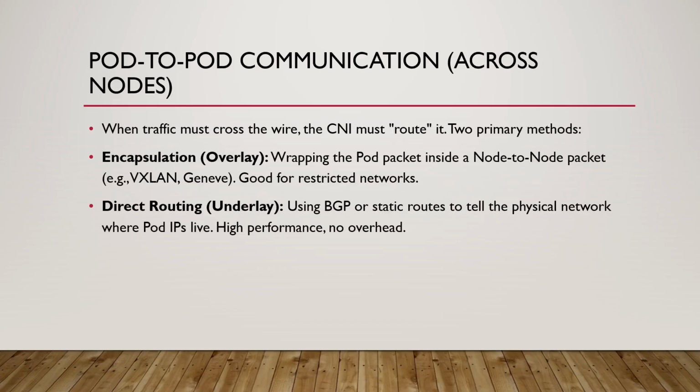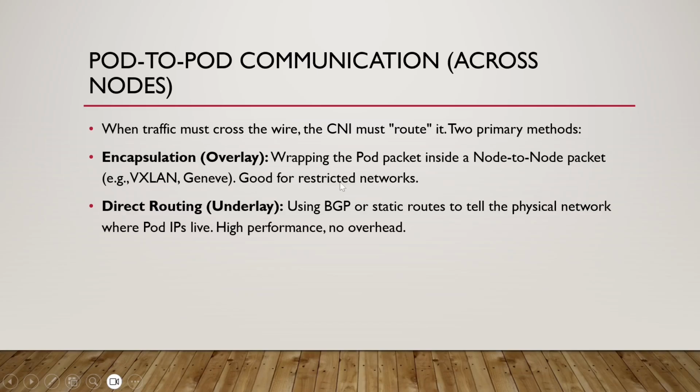So, pod-to-pod communication across nodes. When pod A wants to communicate with pod B that is on a different host, or different node you can say, then traffic must cross the wire. The CNI must route it with two primary methods. The first one is encapsulation, that is the overlay. Okay, wrapping the pod packets inside a node-to-node packet, like by using VXLAN or Geneve.